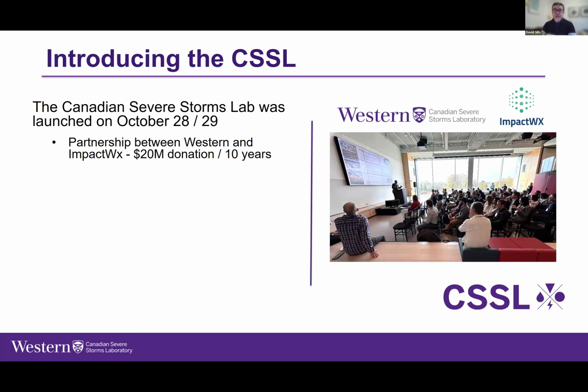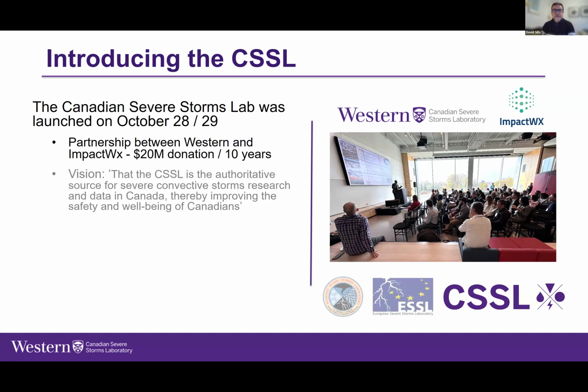So the Canadian Severe Storms Laboratory, we launched it October 28th, 29th. This is a partnership between Western and Impact WX, which is a social impact fund out of Toronto. And that donation is $20 million over 10 years. So this is going to sustain the CSSL and everything that comes under it for the next 10 years. So we've got some long-term funding.